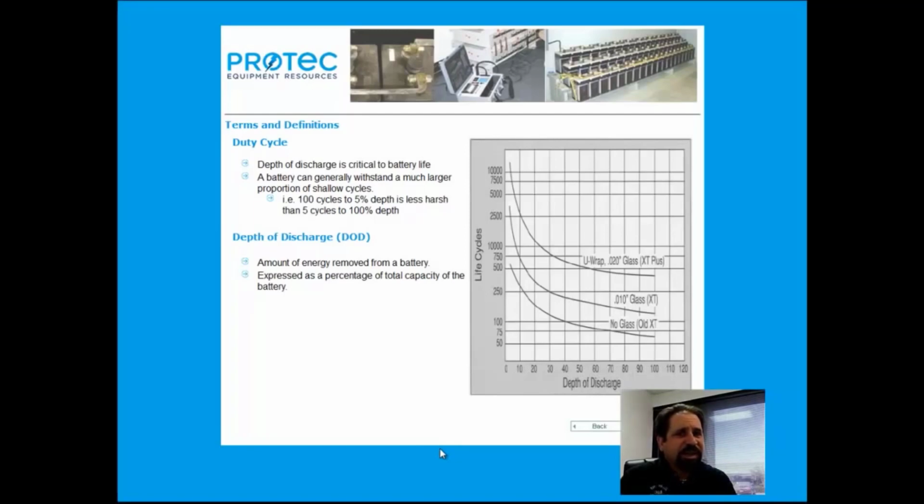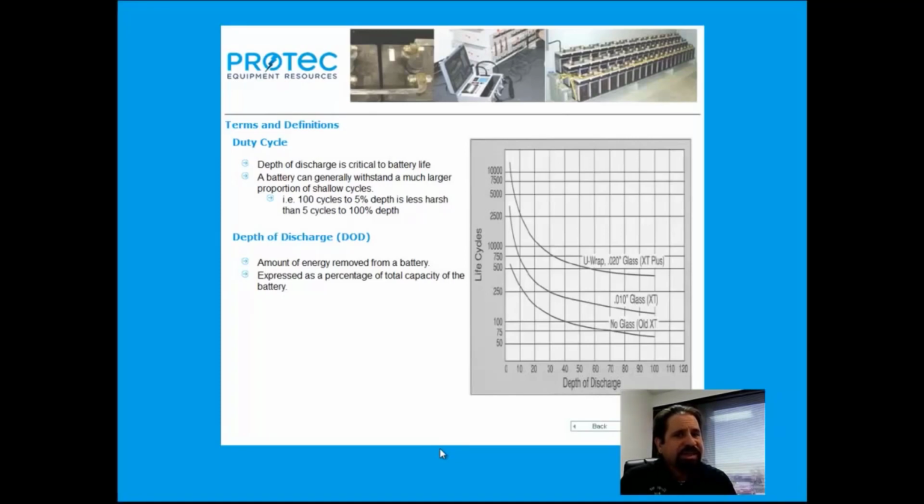Term duty cycle and depth of discharge, or DOD. Duty cycle basically refers to how many times a battery or cell can be charged and discharged. The depth of discharge is critical to the overall battery life. A battery can generally withstand a much larger number of shallow cycles. For example, 100 cycles at a 5% depth is less harmful than 5 cycles to a 100% depth.